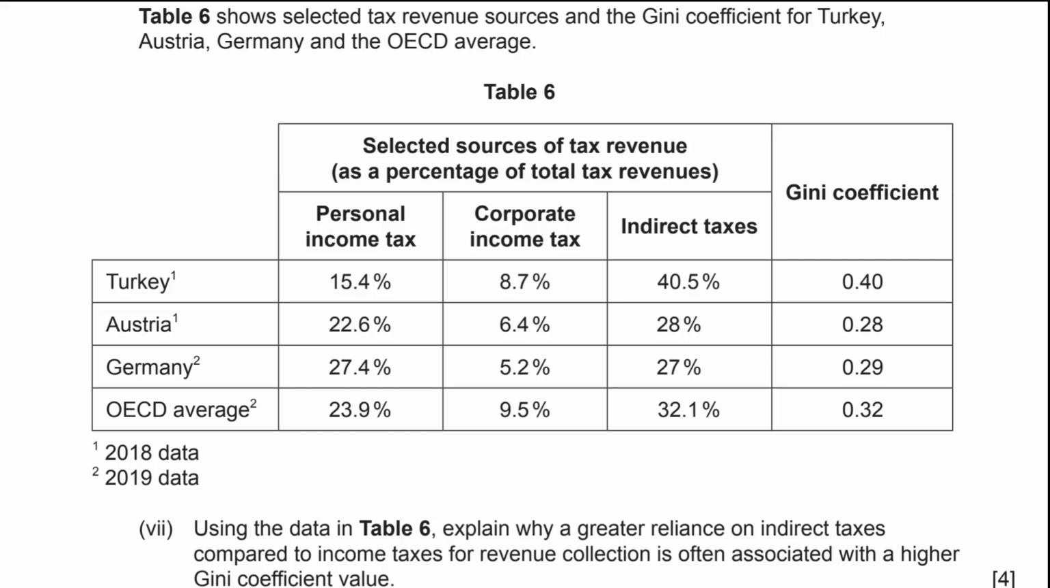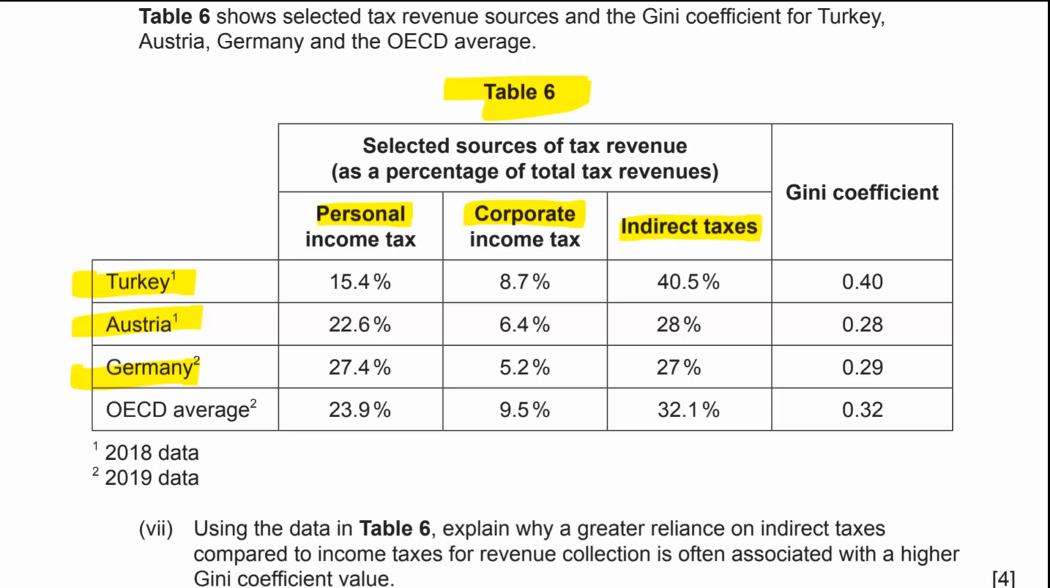Okie dokie. So here, table 6 shows selected tax revenue sources and the Gini coefficient for Turkey, Austria, Germany, and the OECD average. Okay, so that's quite a lot of information in this table. So table 6, what am I looking at? We're looking at different countries, Turkey, Austria, and Germany. And these columns go like personal income tax, corporate income tax, and indirect taxes. And these are percentages of total tax revenues.